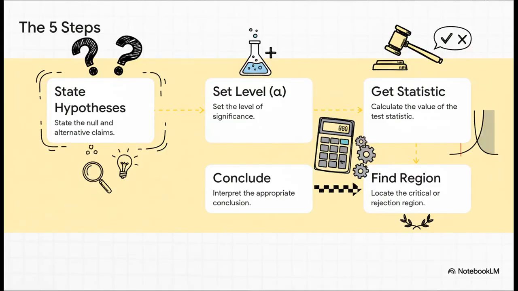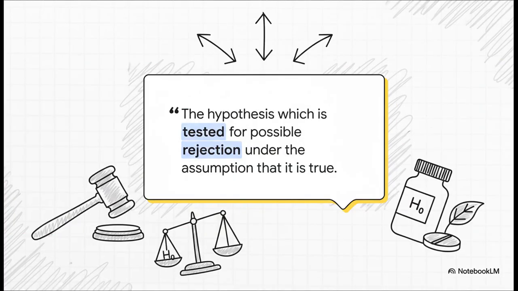And just like a real trial, this process follows a very clear 5-step procedure. We've already done step 1, stating our two opposing hypotheses. So now let's walk through the rest of these steps and see how we actually reach a verdict on this new drug.